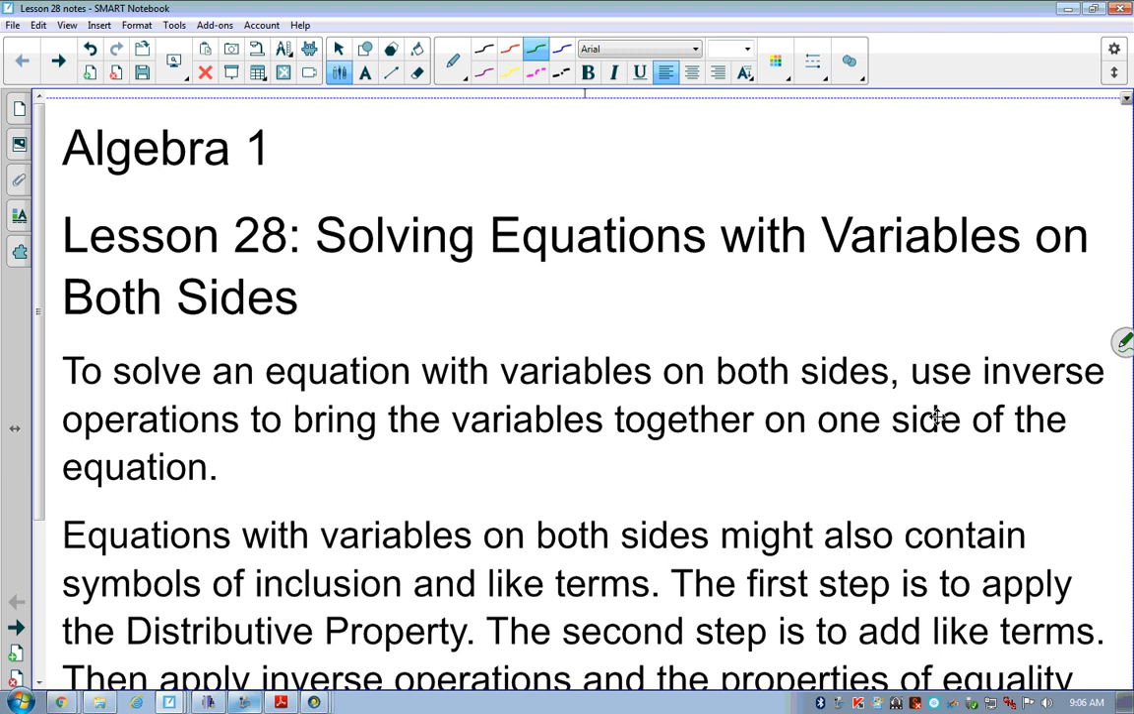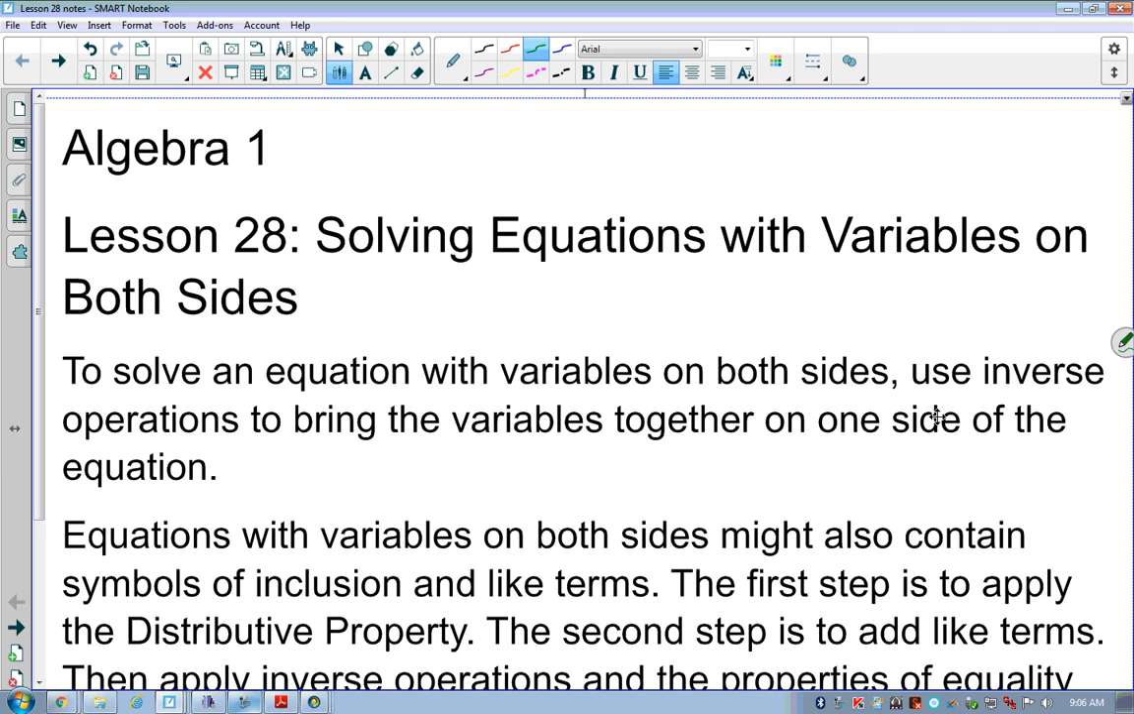Lesson 28, solving equations with variables on both sides. This shouldn't be anything terribly hard. Our basic principle is still this: if I'm solving for a variable, I need to get the variable by itself. Now, if I have more than one of the same variable, that means I might have to move one of those variables over with the other of its kind to get them alone, to get them by themselves. So to solve an equation with variables on both sides, we still use inverse operations to bring the variables together.